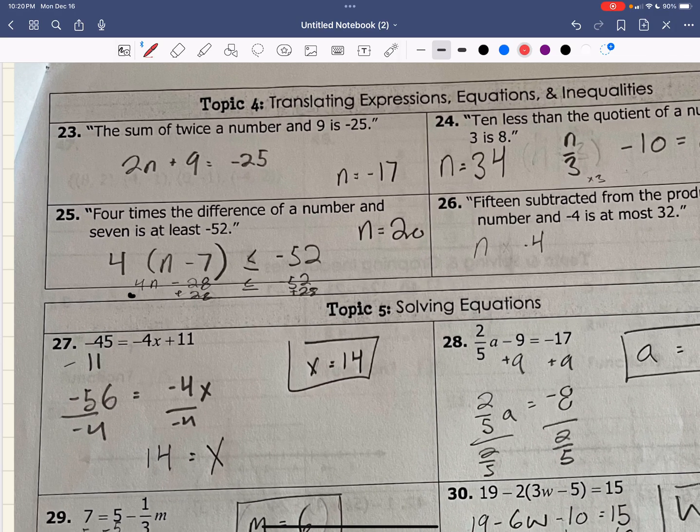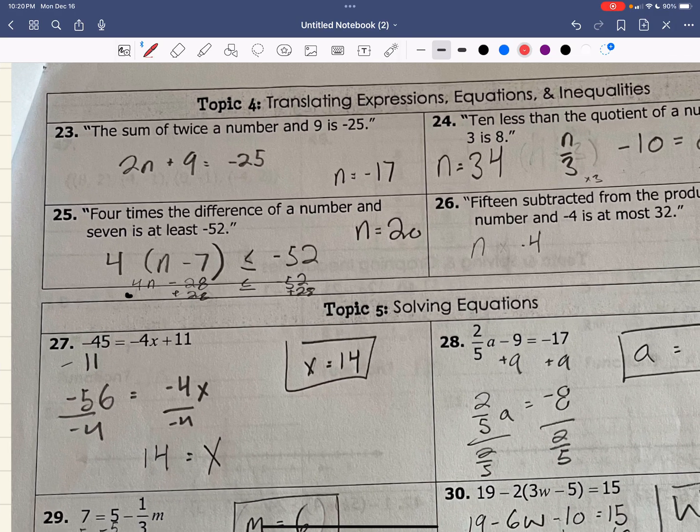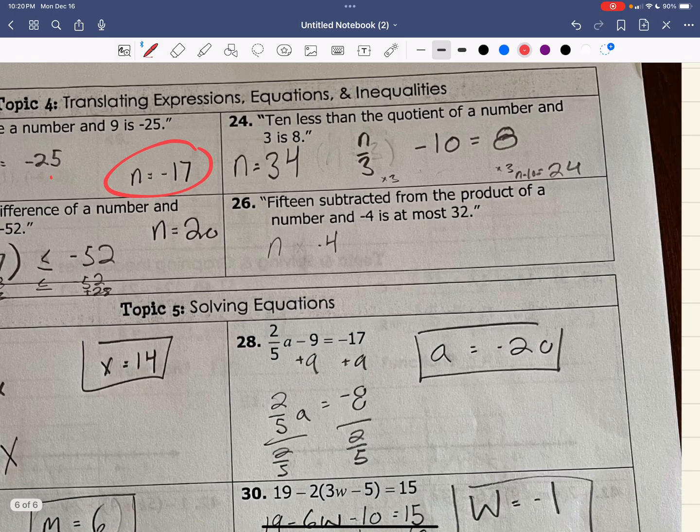Looking at some of these functions. Number 23, I like what you did here with number 23. That looks good. We subtract 9, we get negative 34. And divide by 2, you get negative 17. So that's right on point.